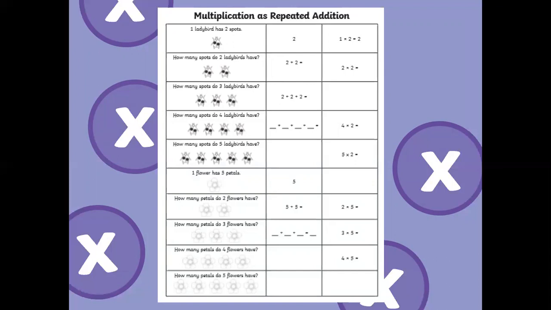If we look at the third one down, it says how many spots do 3 ladybirds have? 1 ladybird has 2 spots, so we've got 1, 2, 3 groups of 2. So we would do 2, add 2, add 2, remembering that that multiplication sign is the same as lots of. So we've got 3 lots of 2. Okay, now the rest of the sheet is your chance to have a go at that.